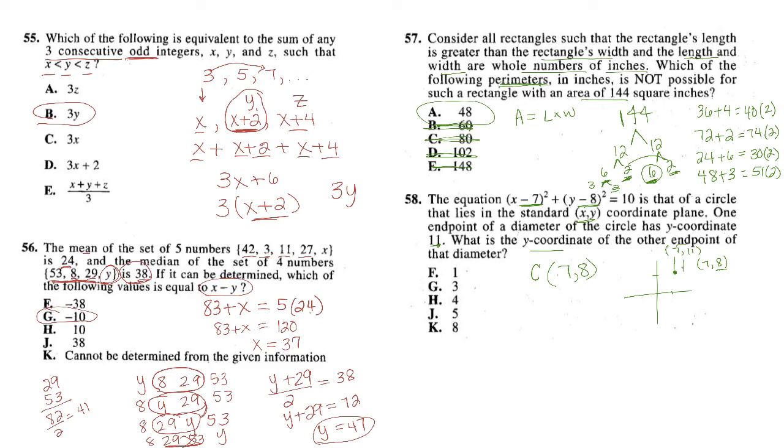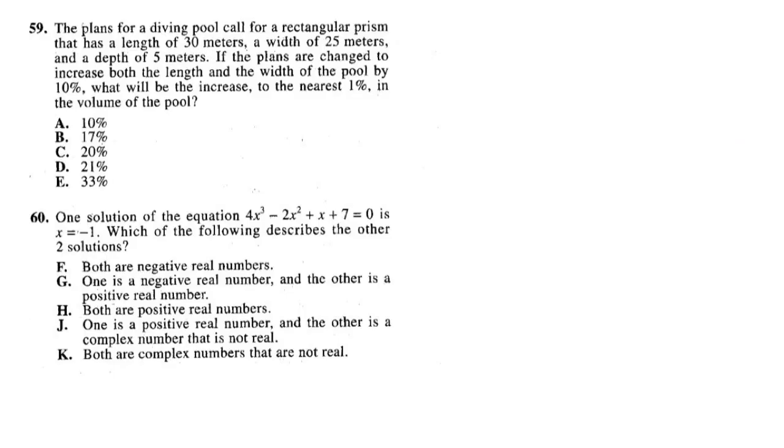Well, if we moved up, it looks like from 8 to 11 we moved up 3, so that means we're going to have to move down 3. And so the y-coordinate of the other would be 8 minus 3, which is 5. So we're going to have answer choice J.